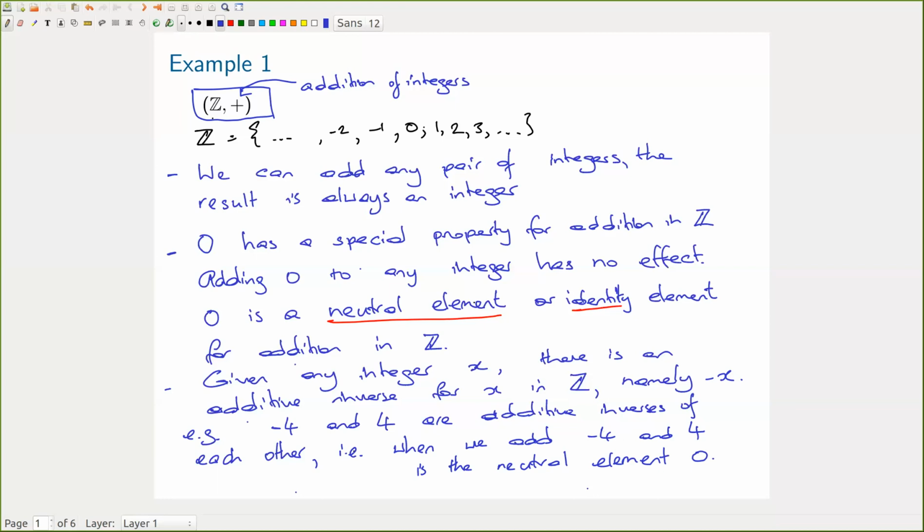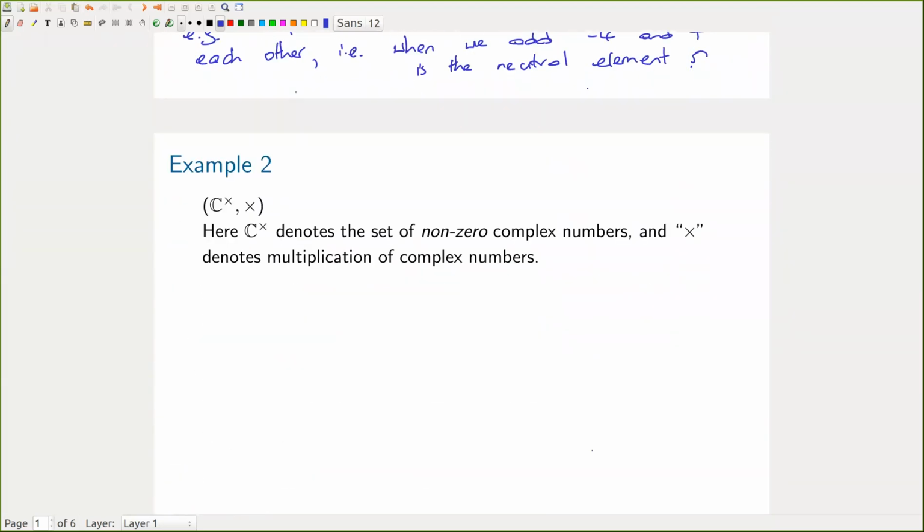Okay, that's our first example, and it's often cited as a very nice example of a group. We haven't defined a group yet, but I'm asserting that the integers with addition are an example of a group.